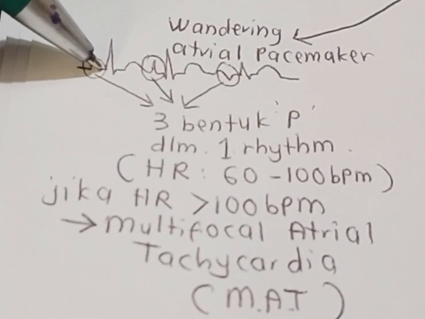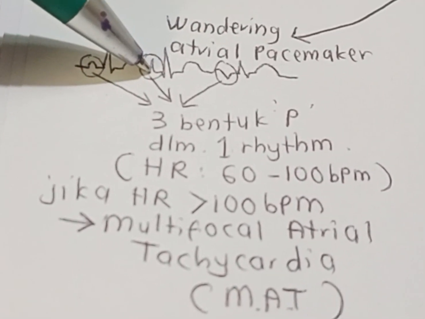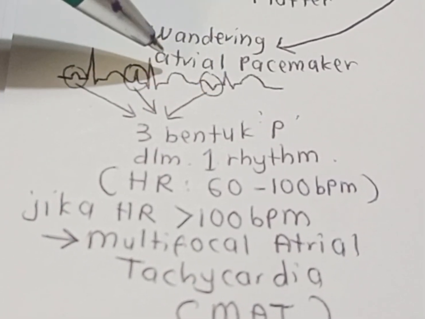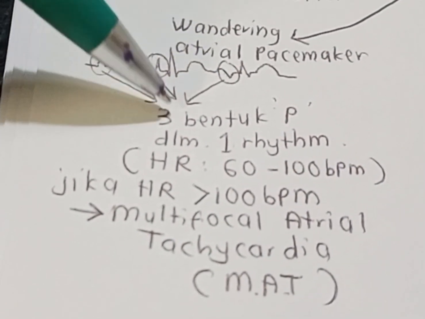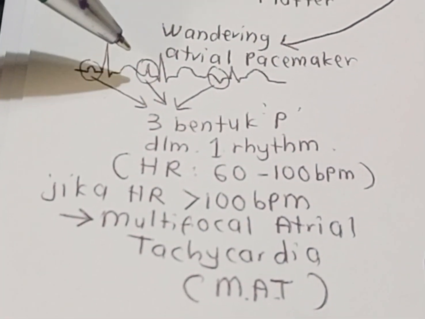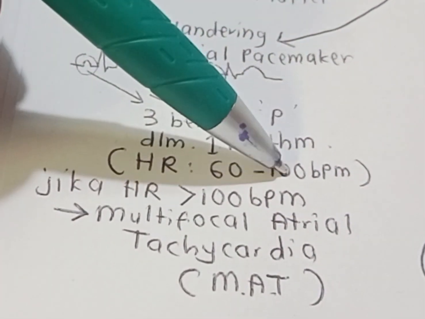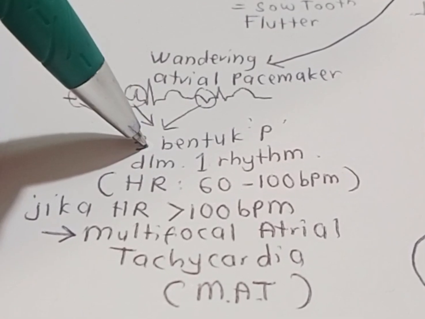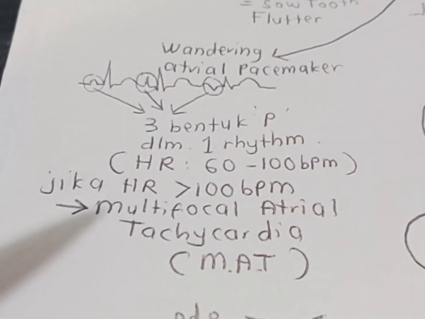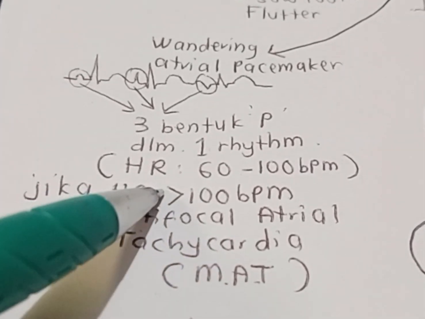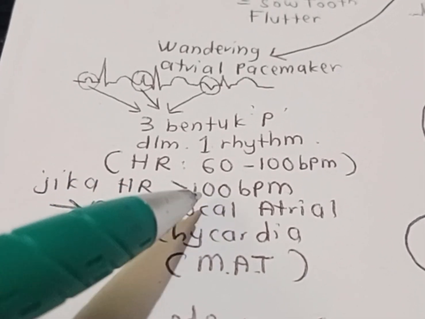Three or more morphologies of P wave in one rhythm. It's like this: rounded positive. This one is tall and sharp P. This one is biphasic or inverted P. So this has three P morphologies in one rhythm. If the heart rate is 60 to 100 beats per minute, it is wandering atrial pacemaker. With more than 3 P morphologies, it is multifocal atrial tachycardia if the heart rate is more than 100 beats per minute.